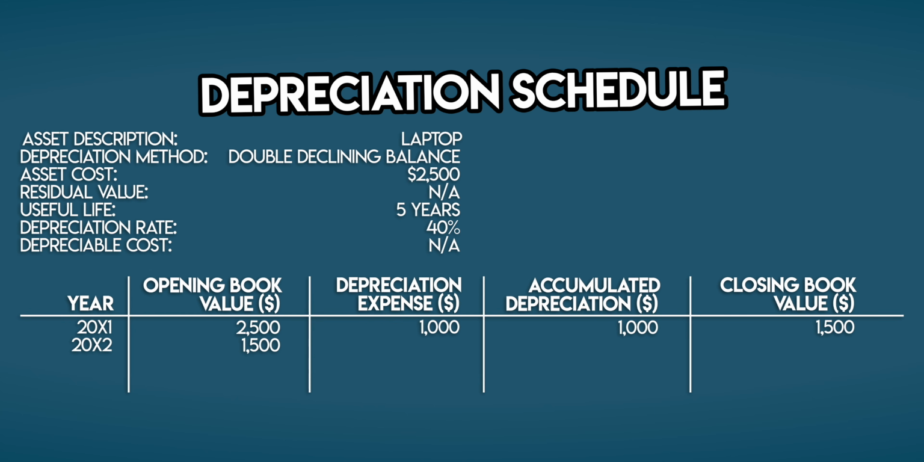Your depreciation expense is your double declining balance depreciation rate multiplied by your opening book value at the start of the year. So that's 40% multiplied by $1,500, which is $600. Accumulated depreciation is $1,600, and your closing book value is $1,500 minus $600, which is $900.